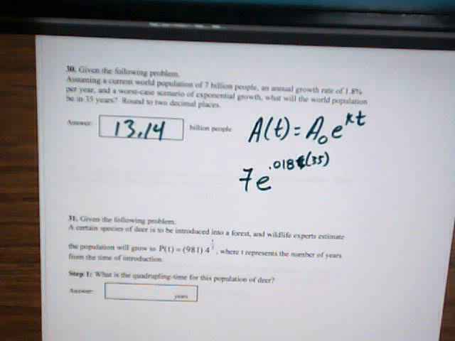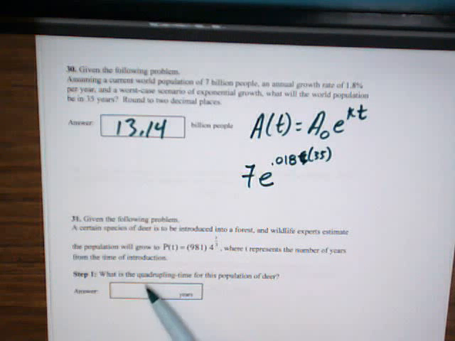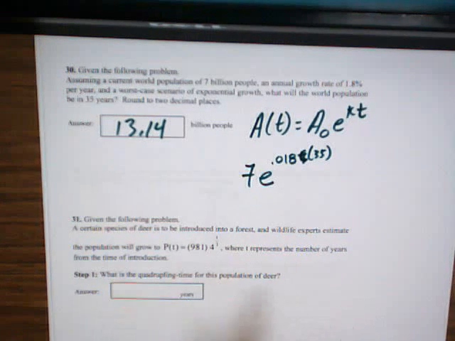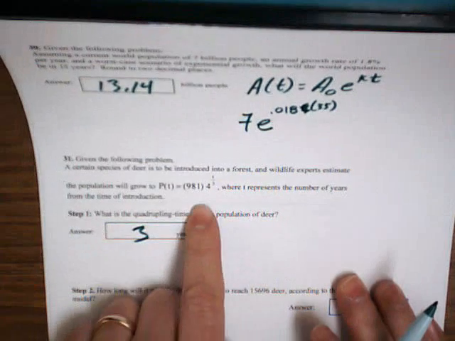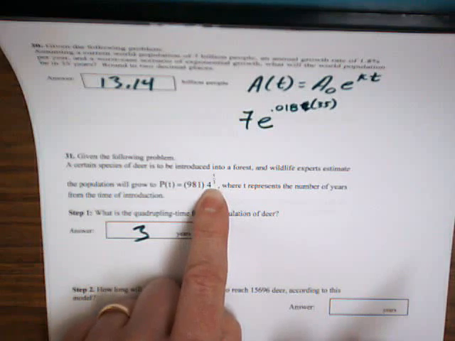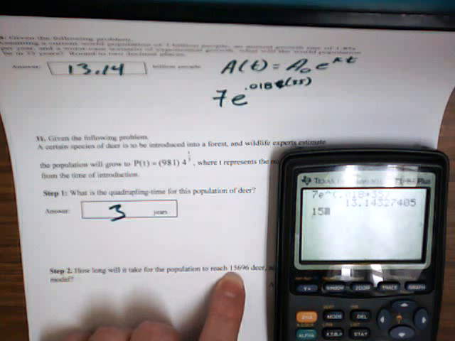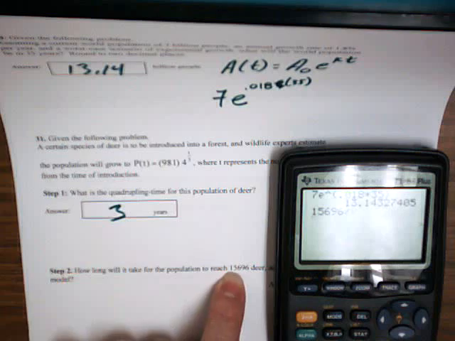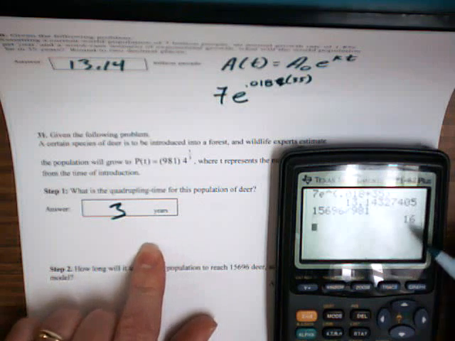Everyone got 31? Does everyone know the quick way to do 31? It's that number right there. If it's a quadrupling time and it's multiplying by 4, then it's that bottom number right there. Remember, A naught is the initial, what you start with, and that's quadrupling time. So 3 over 3 gives you a quadrupling. 15,696 divided by what we started with, which was 981. That's 16. 16 times.